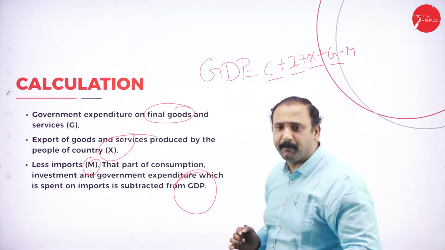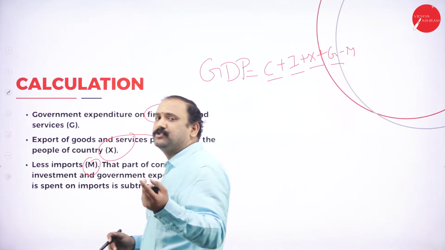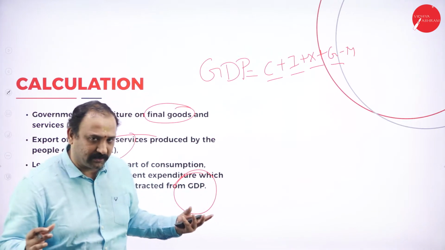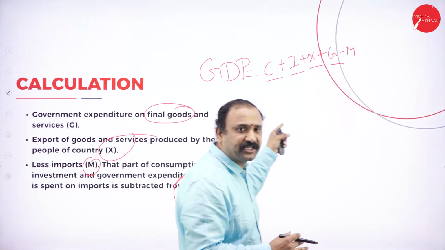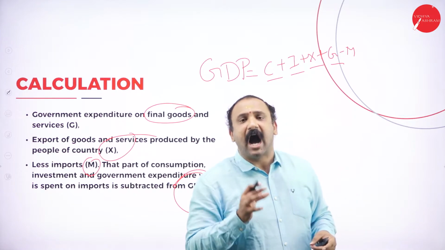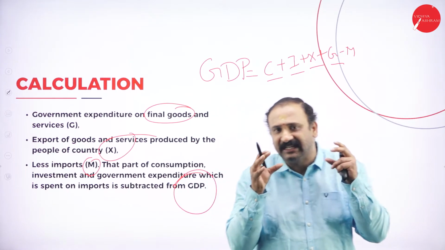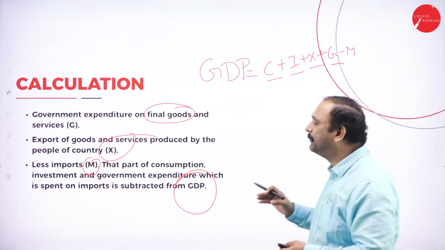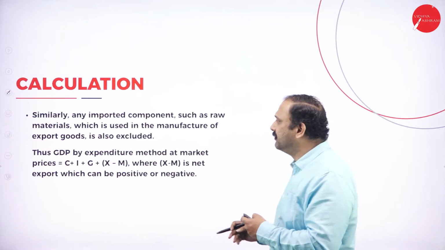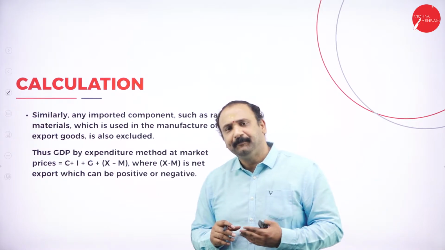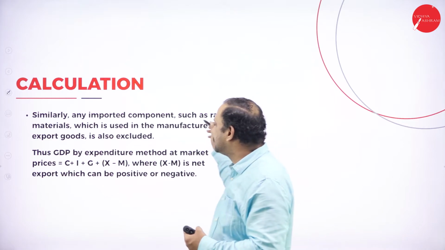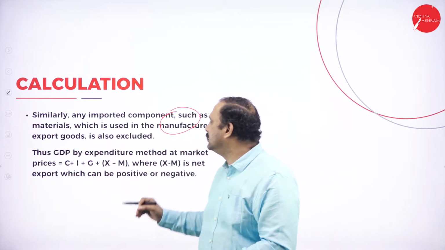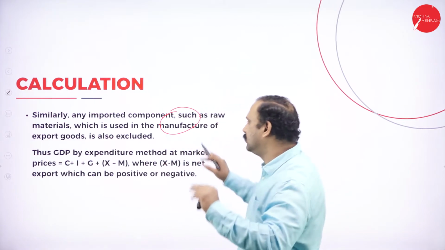This is very, very important. Why? Because tomorrow, when you see a GDP figure in your newspaper or in your articles, wherever you see it, there would be a question about how the GDP is arrived at, and this is the answer for it. So this is how you will be able to calculate it. Moving further, similarly, any imported component such as raw materials used in the manufacture of export goods is also excluded. So let's exclude all those parts.